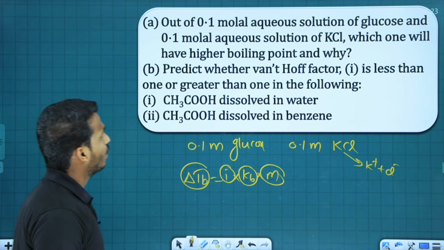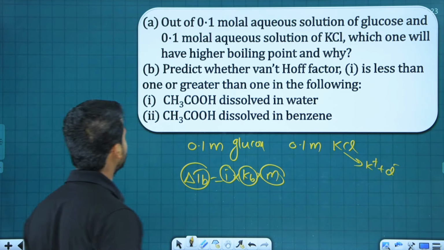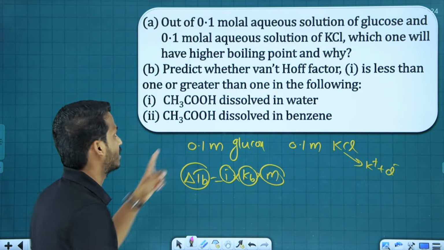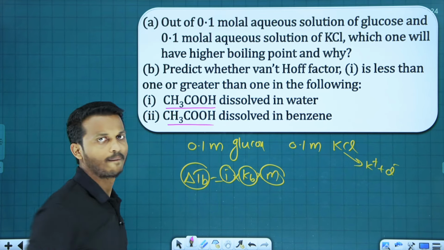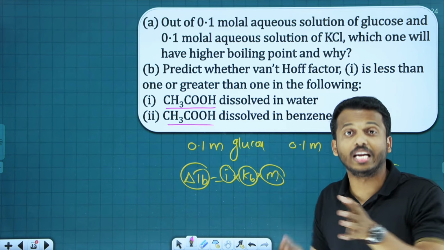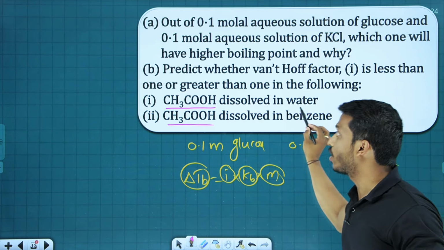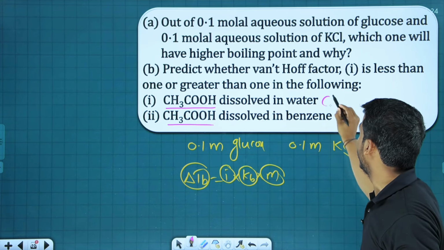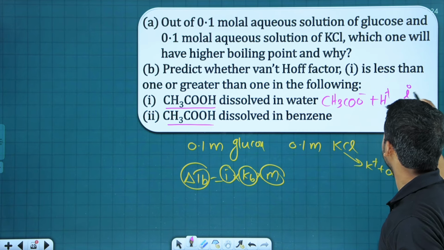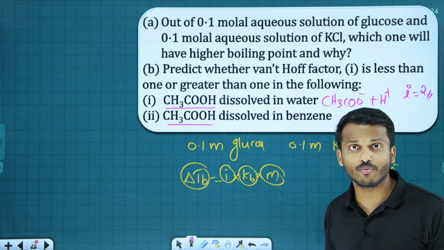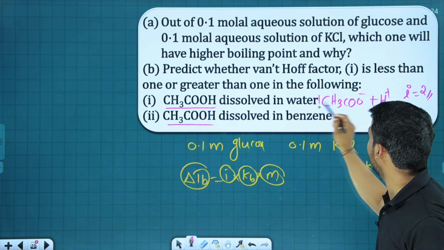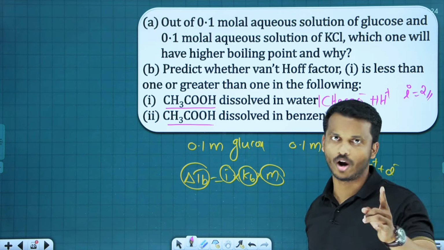Next one. Predict whether the Van't Hoff factor i is less than or greater than 1 in the following. We discussed this special case in class. This is our acetic acid. Acetic acid when dissolved in water dissociates. It will give you CH3COO− and H+. So the i value is equal to 2. How to calculate the i value? Number of particles after dissociation divided by before. After there are 2, before there is 1, so 2.